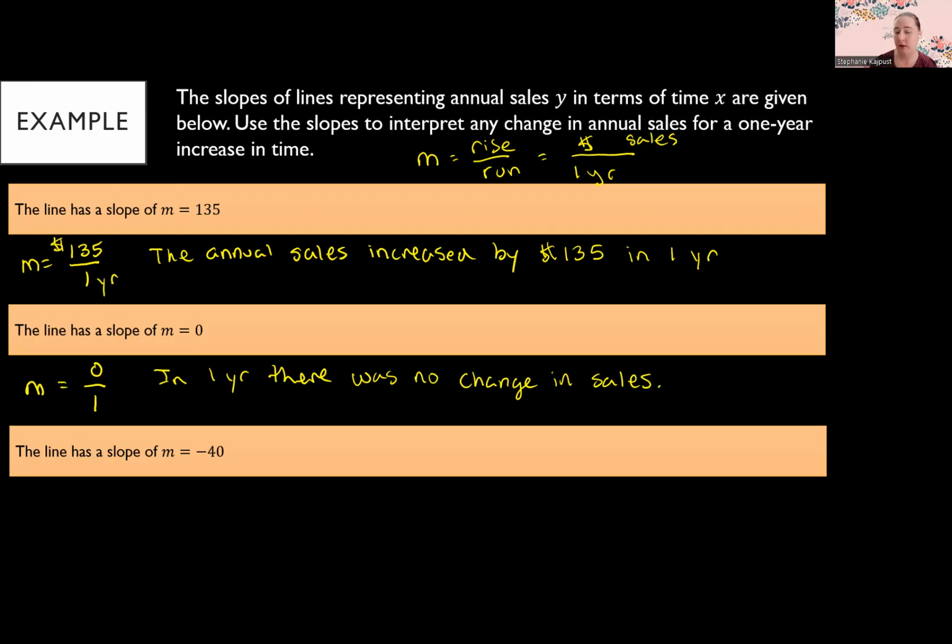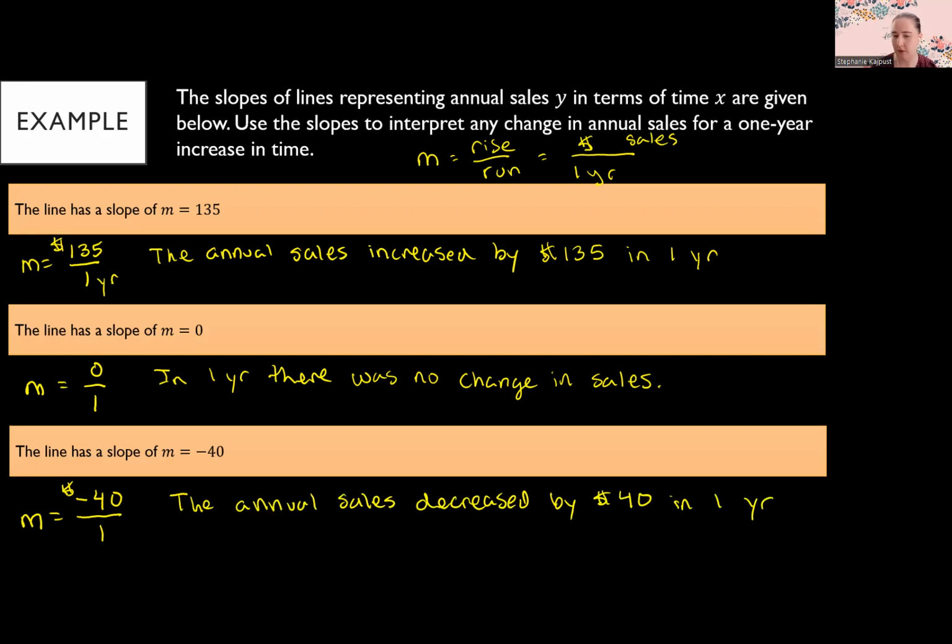Then the last one here, so the line has a slope of -40. So you write that as a fraction, you got -40 over 1. So that negative means we're going down. There was a decrease in sales of $40 in 1 year. So it's kind of like you're writing your sentence the same way we did with the 135, but we're changing increase to decrease because it's negative, it went down, and then we're changing the numbers. So the annual sales decreased. And when you say decrease, you don't need to include the negative anymore because the word decreased already takes care of that negative. So we don't say it's decreased by negative 40, we say it's decreased by 40 in 1 year. I should probably spell out the word year, but you get the idea there.